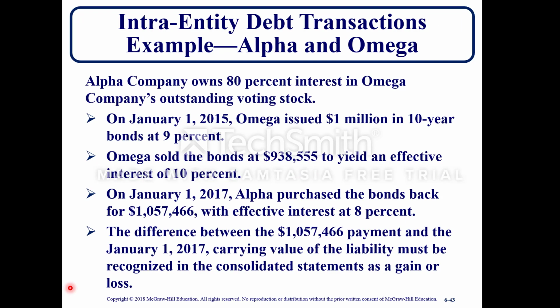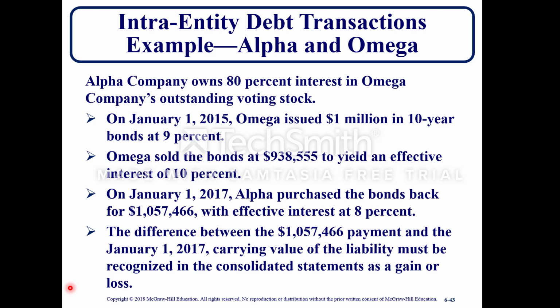Intra-entity debt transaction example, Alpha and Omega. Alpha Company owns 80 percent of Omega Company's outstanding voting stock. On January 1st, 2015, Omega issued $1 million in 10-year bonds at 9 percent. Omega sold the bonds at $938,555 to yield an effective interest of 10 percent. On January 1st, 2017, Alpha purchased the bonds back for $1,057,466, with an effective interest rate of 8 percent.